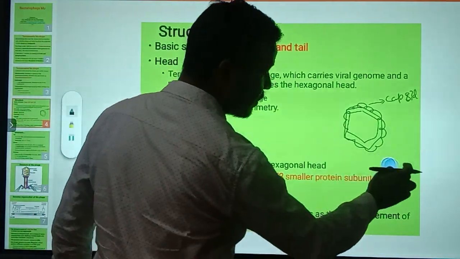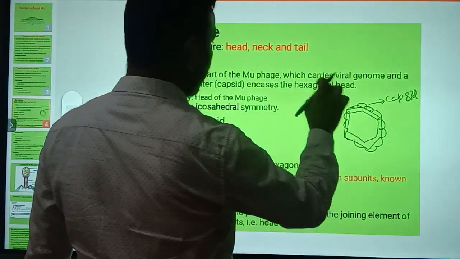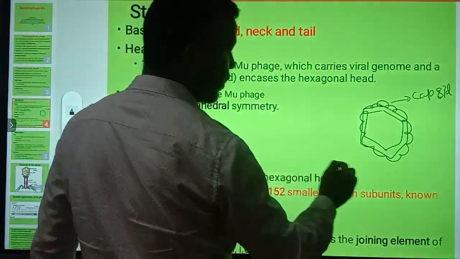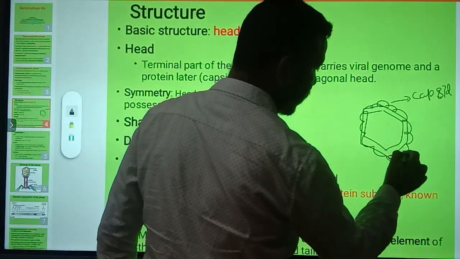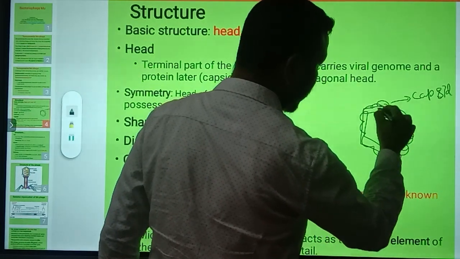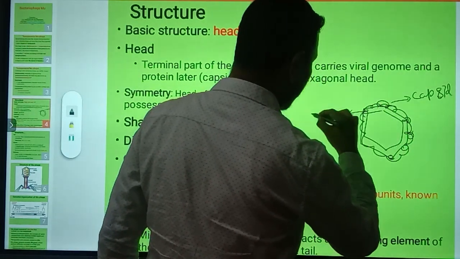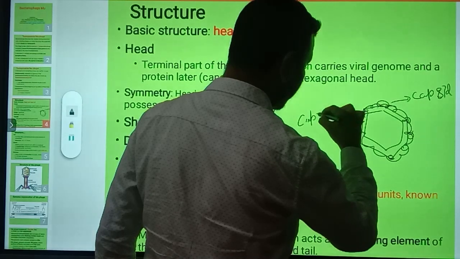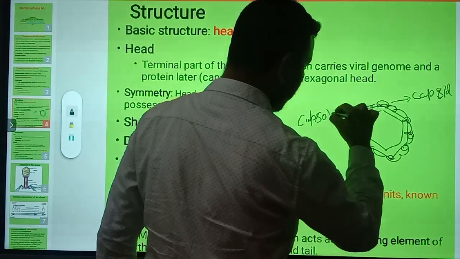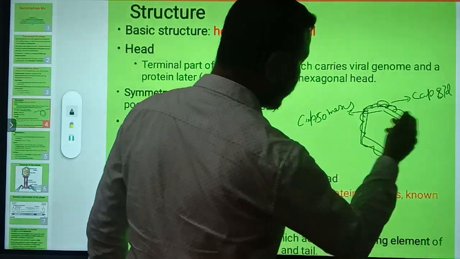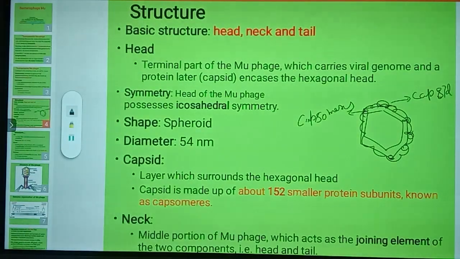These are known as capsomeres. Right, these are capsomeres. Okay, fine.